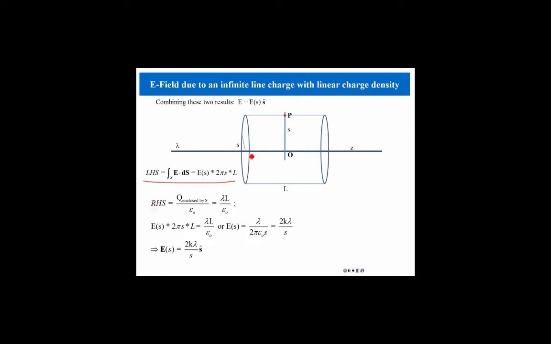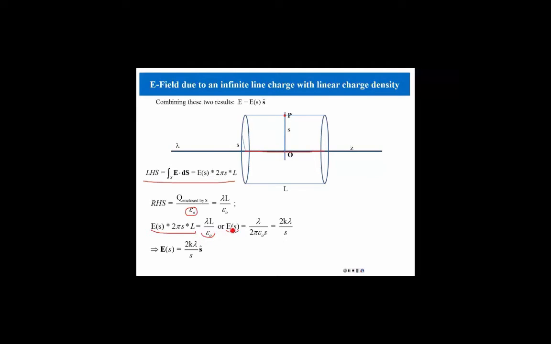So all we have to find is the charge in this portion of the line. And so that will just be the length of the line times the charge density. We divide that by epsilon 0 to get the complete right hand side. Setting then the left hand side equal to the right hand side, solving for E sub s.